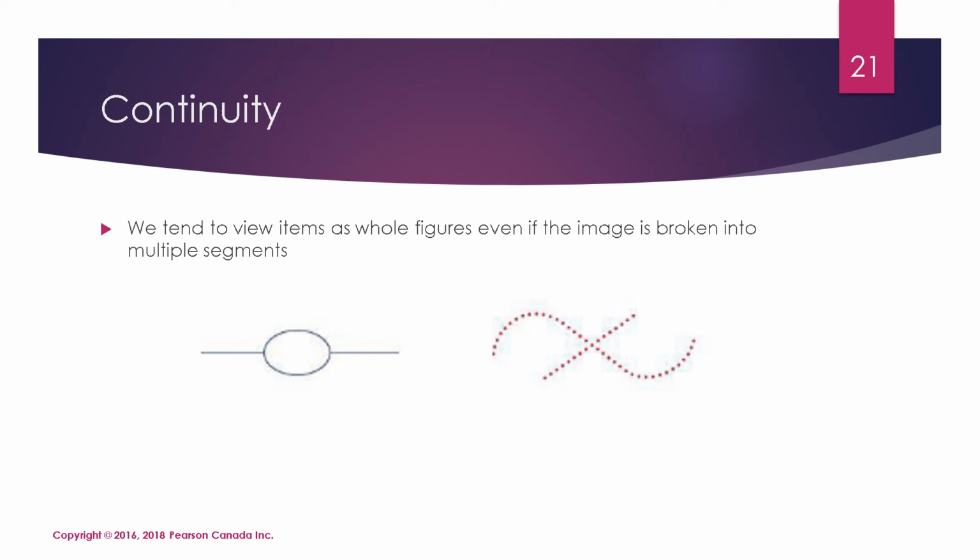The same thing in the other picture here. Even though it's just a bunch of dots, a lot of people perceive them as 2 separate lines. One that's curved and the other one that's a straight diagonal line. And so we perceive them as continuing within their pattern rather than being a bunch of meaningless dots.